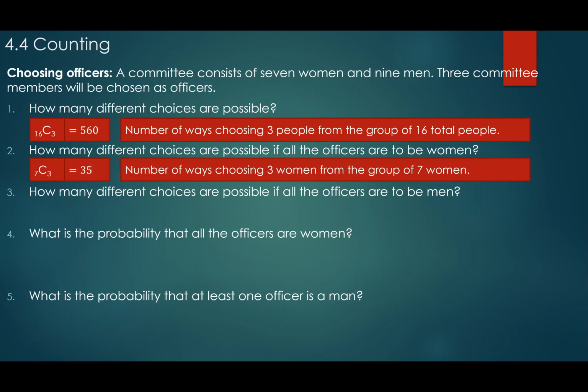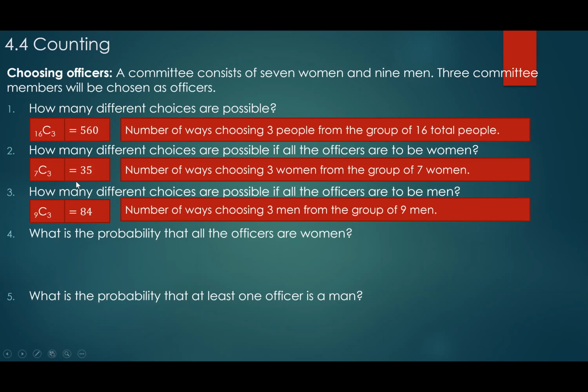The next question asks how many different ways you can choose all men, and now we have 9 men. I did not mention this yesterday, but if you take the 35 plus the 84, 35 is the number of ways that you can choose just women, and 84 is the number of ways that you can choose just men. If you add them together, you will have 119. Everybody see that the 2 extremes, just women and just men, add up to only 119 of them.